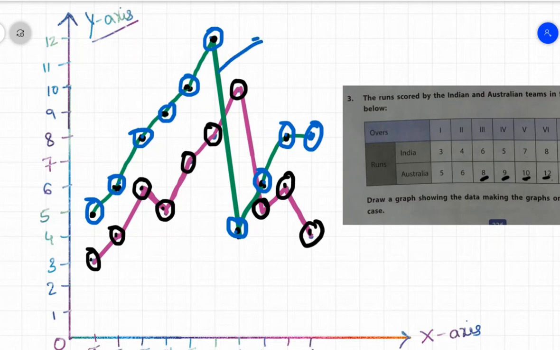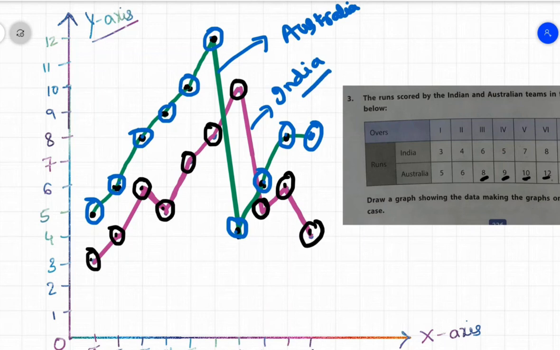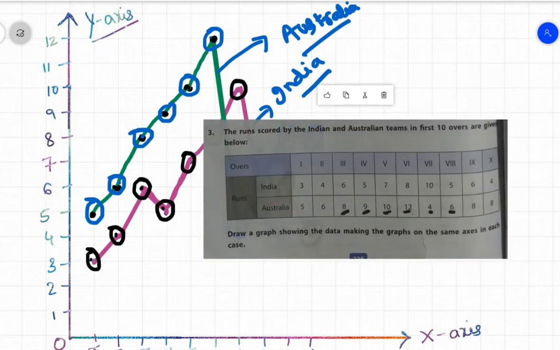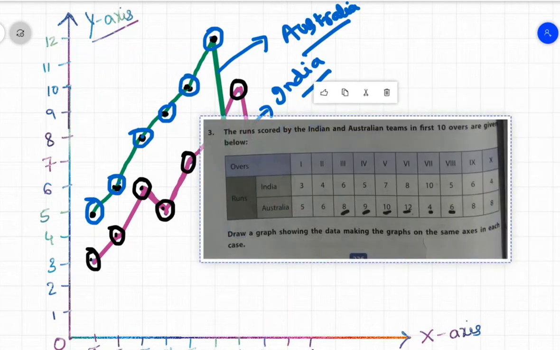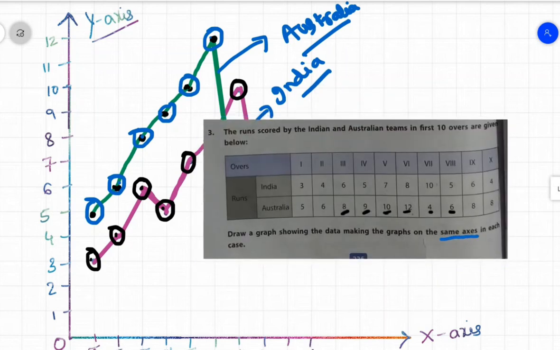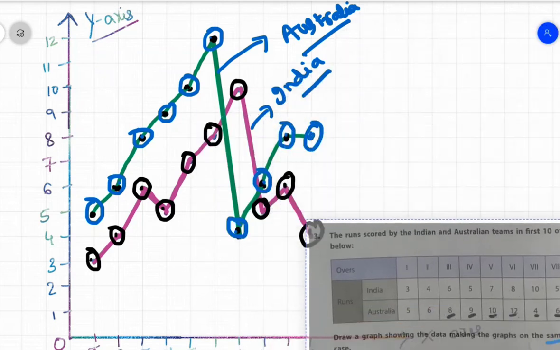See, this is the graph of Australia and this is the graph of India. So this way children you can plot the points and draw the graph of India as well as Australia on the same graph, on the same axis. See here, what is it written? Same axis. Same axis means same x and y axis. So this way you can do the graph work for both the graphs.